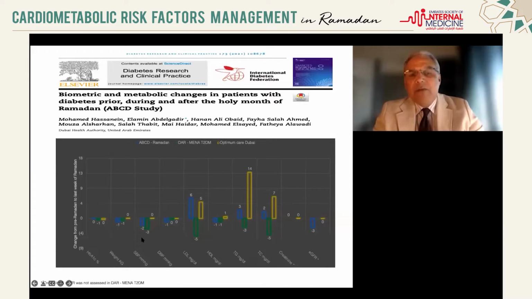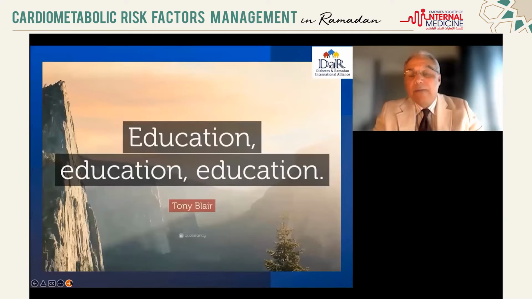Some marginal improvements in glycemic control, in weight, in blood pressure, and some minor worsening in lipid profile, and no significant impact on creatinine and liver and renal function. So the answer for all of this is what Tony Blair, the ex-prime minister of the UK, said: education, education, education. I've shown you that education can do a lot of good.